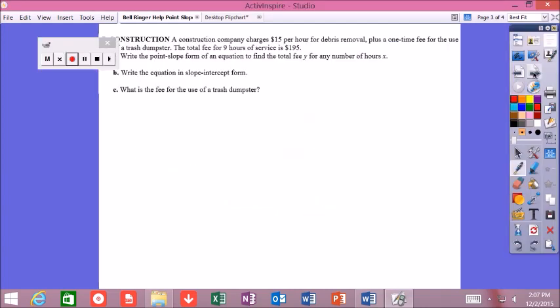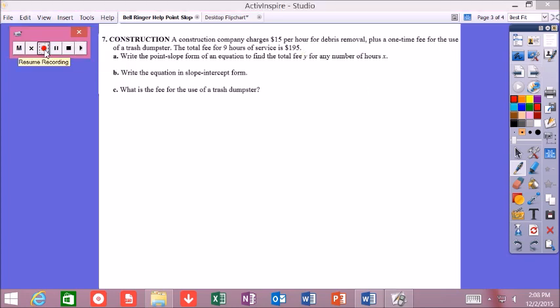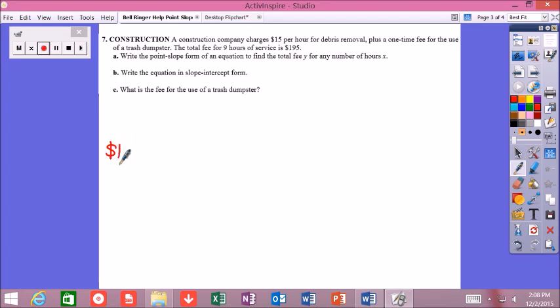Now skipping down to number 7, the construction company charges $15 per hour for debris removal plus a one-time fee for the use of a trash dumpster. We're going to write an equation in part A in point-slope form, and let's look at the information in the rest of the problem. When it says $15 per hour, that's like saying $15 per 1 hour. That is a rate, and we know that rate is our slope. So 15 over 1 is m.